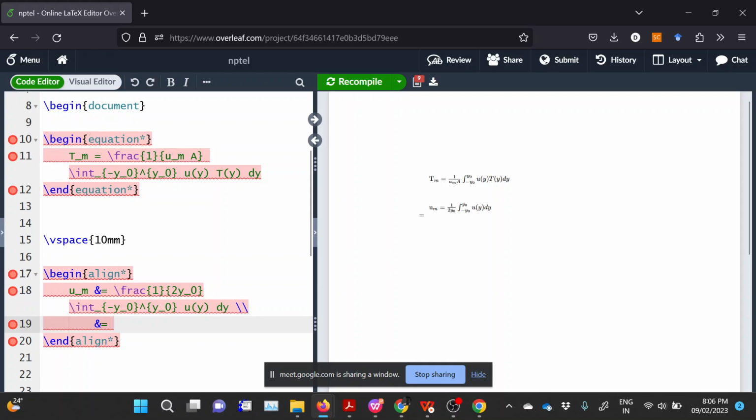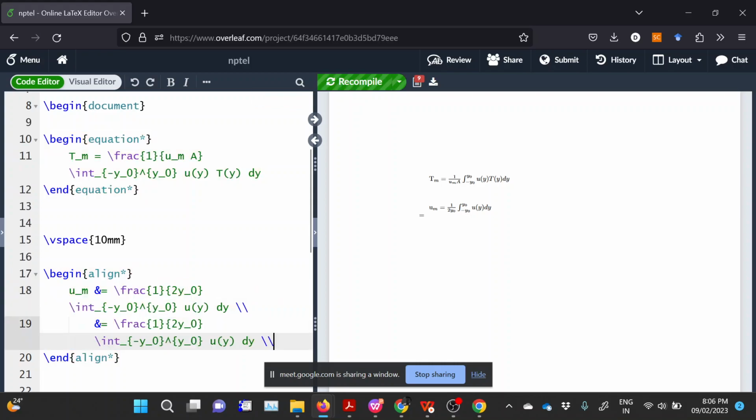Now we will simply plug in the above equation. Instead of u(y), we will now write down the actual form of u(y), which is 0.75 into (1 minus (y by y naught) whole squared).